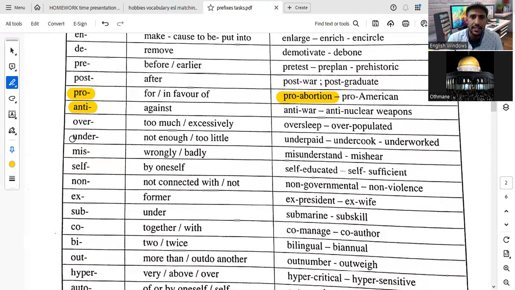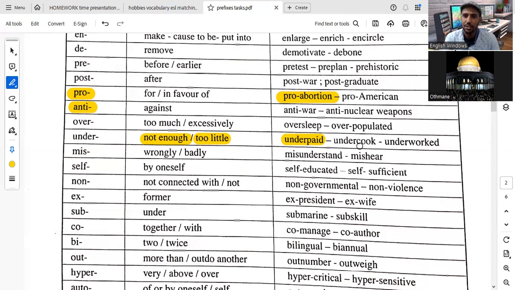Okay, so that's it. Under is quite the opposite. Under means not enough or too little, just like we say underpaid. Women, especially in the private sector, women teachers or female teachers, are underpaid in private schools. It means they get very, very little, a very low salary or income. That's what under means: not enough.